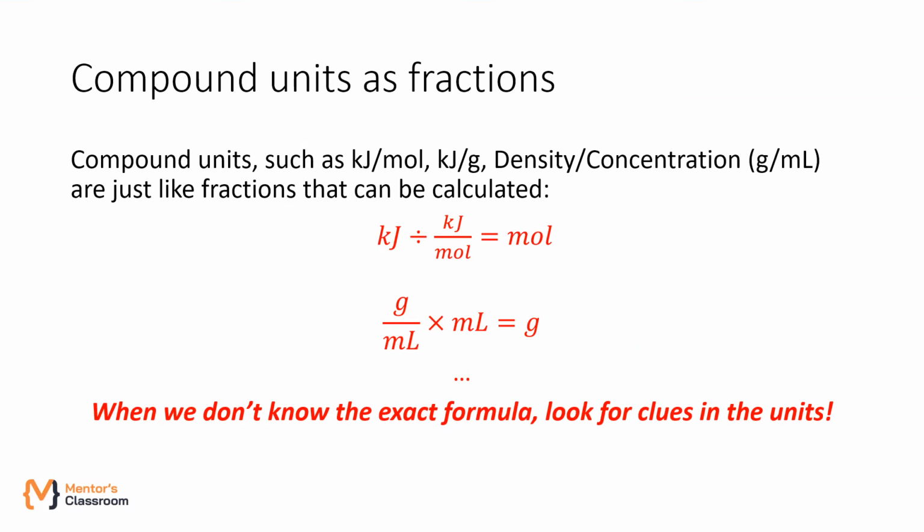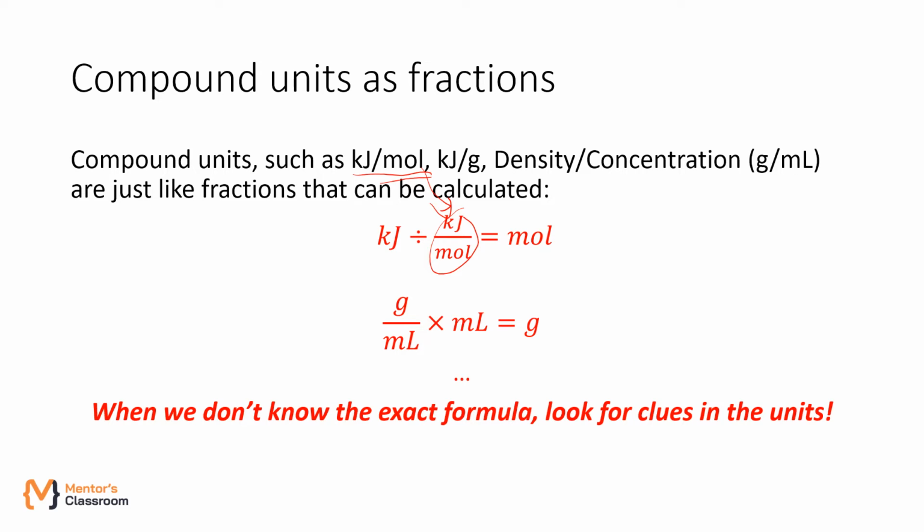A more relevant example: compound units, for example, kilojoules per mole, kilojoules per gram, density and/or concentration. Although they have completely different meanings, sometimes they have the same units, compound unit, grams over mL, right? They are just like fractions that can be calculated. I'm sure you're very familiar with them from thermochemistry calculations, right? So kilojoules divided by kilojoules per mole, well, it's basically moles. You can see that compound units are just like fractions. We can operate with them just like how we operate with fractions, right?